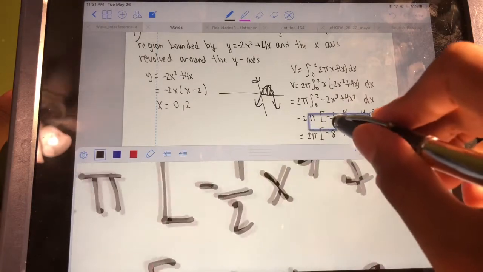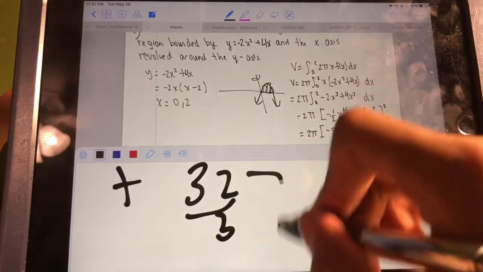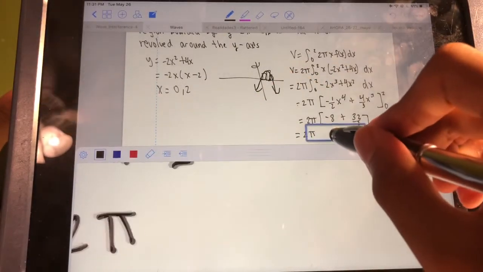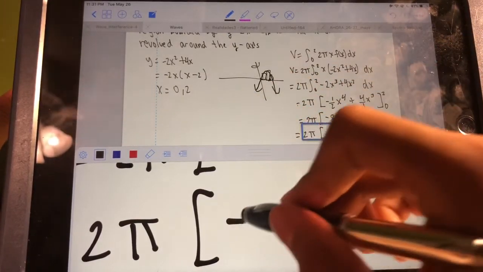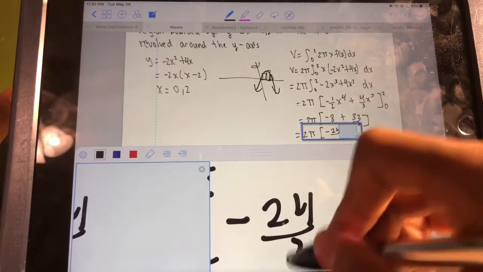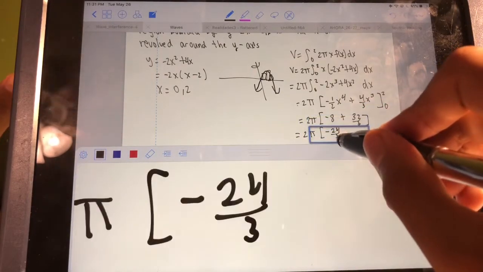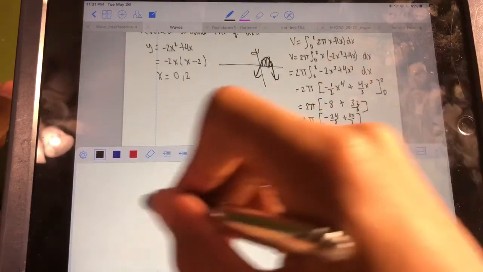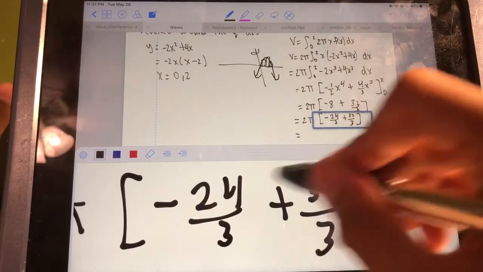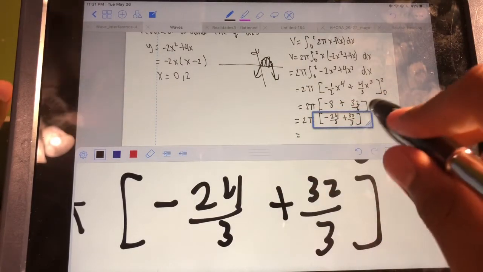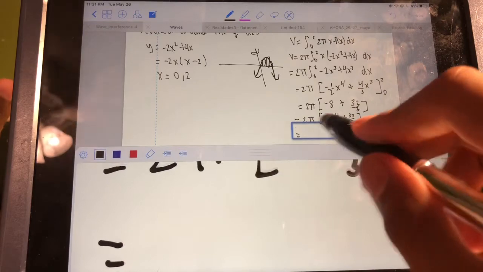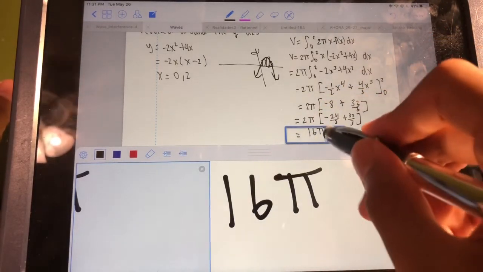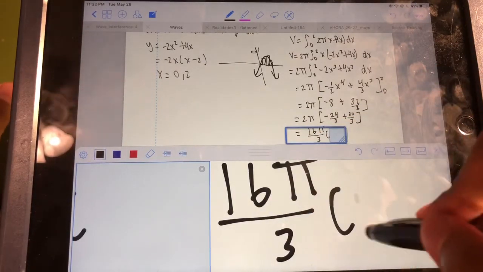And then when you plug in 0 in either of these terms, it becomes 0, so that cancels out. So it equals 2 pi times negative 24 over 3, which is equivalent to negative 8, plus 32 over 3. So what we have here, negative 24 plus 32, equals positive 8 over 3. So we can simplify this to 16 pi over 3 cubic units.